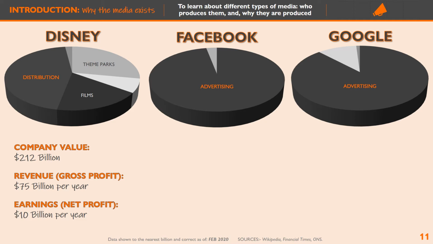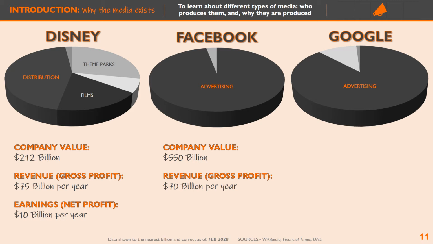Moving over and looking at Facebook, you can see that their main source of income is advertising. Facebook is valued at $550 billion, but their revenue is actually very similar to Disney. They only bring in about $70 billion a year. However, their earnings, their net profit, what they actually manage to keep from that, is about $18 billion a year, almost double Disney. That's why their company is worth almost double.